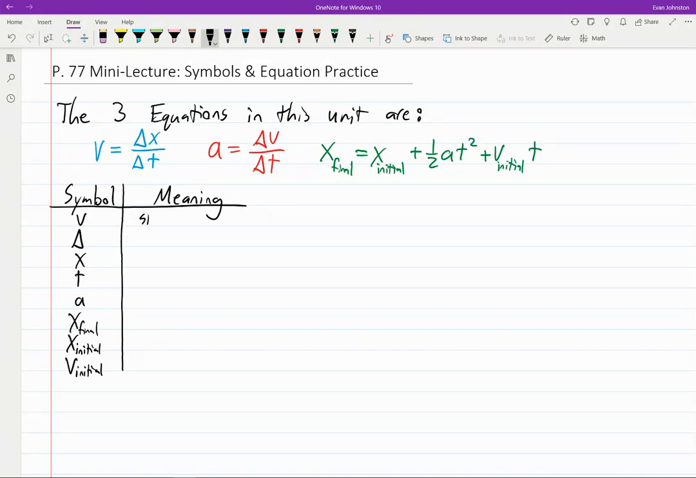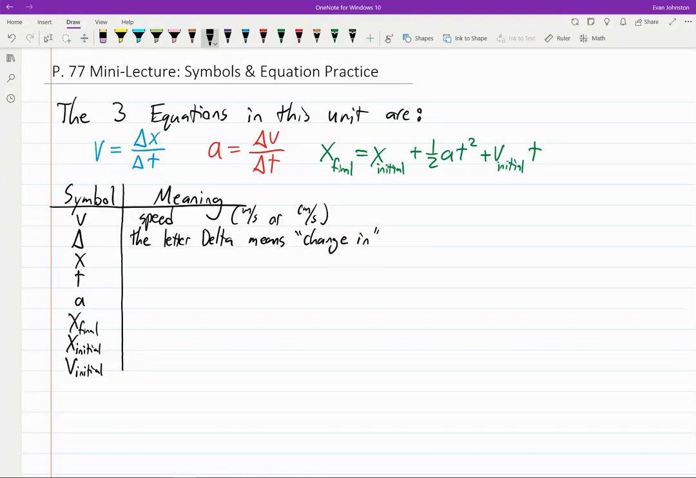So V is speed. Speed is usually, and I'll put in parentheses the units, in meters per second or centimeters per second. We don't deal with the whole miles per hour thing because we're in science class and it's English units. Triangle is delta. The letter delta means, in quotes, change in.